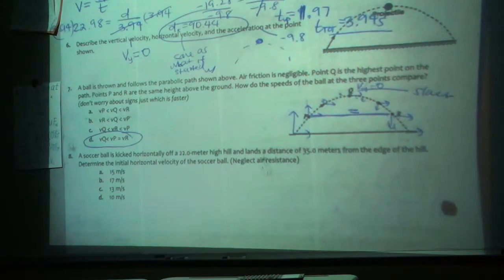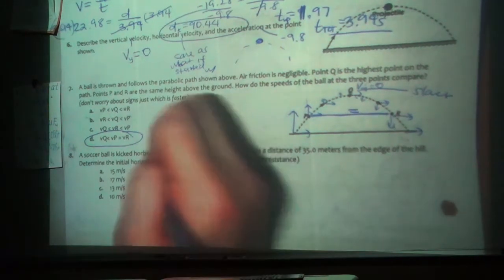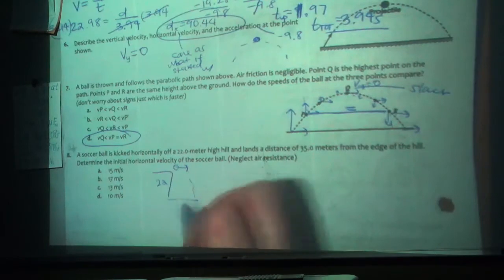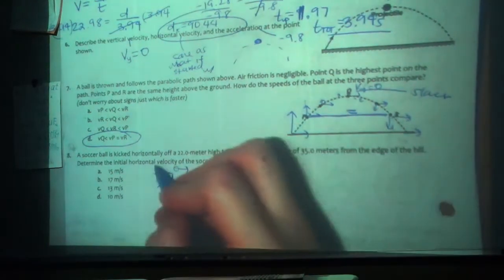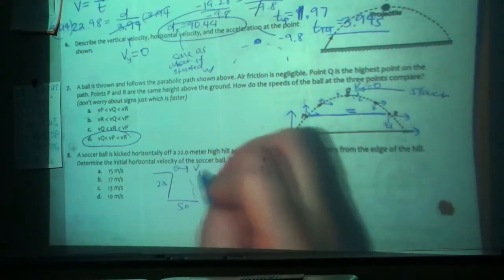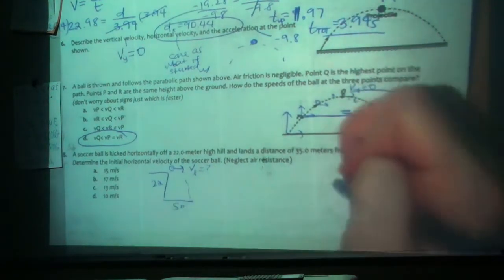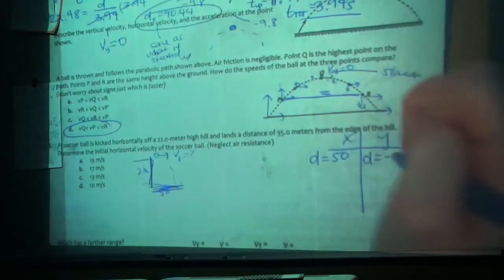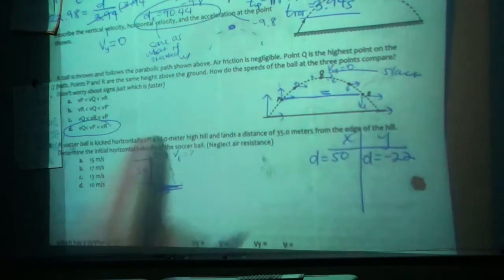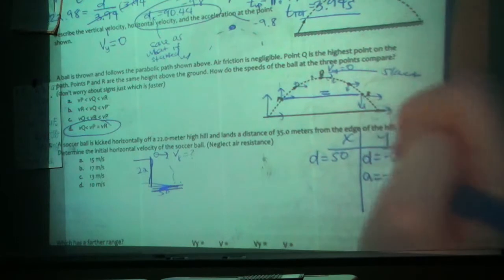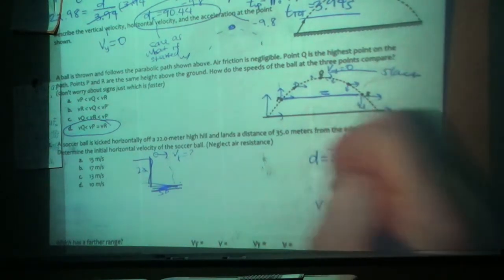A soccer ball is kicked horizontally off the top of a 22-meter high building, and it lands a distance 50 meters away. Find the initial horizontal velocity. So we're looking for this x velocity right here. First things first, I have two distances. The x distance is 50 because that's horizontally on the ground. Up and down, the vertical or the y distance is negative 22 because it's falling down 22 meters. And then we can put acceleration in, and we are looking for the x velocity.